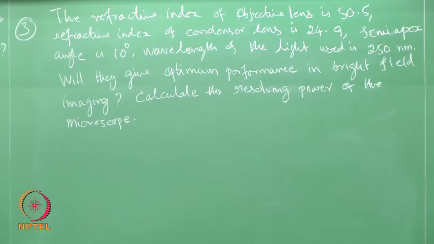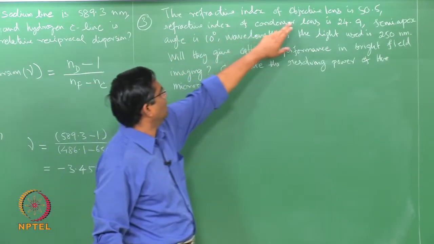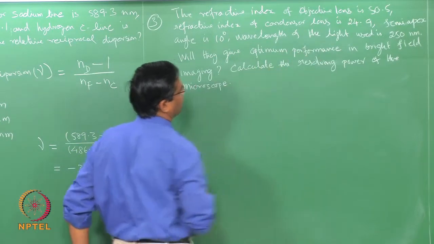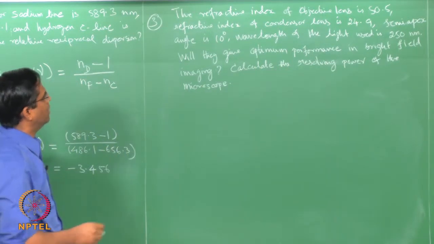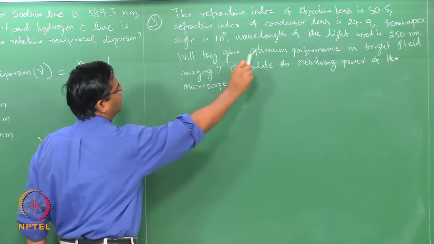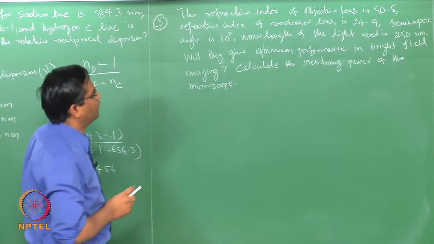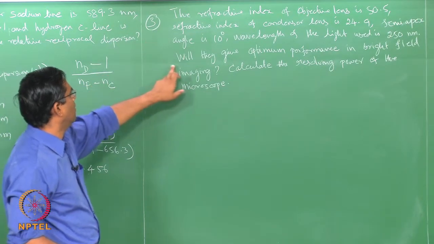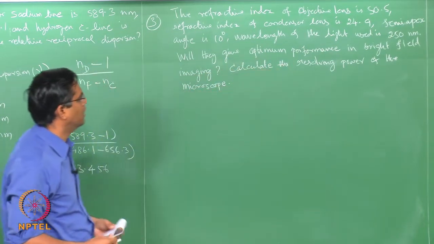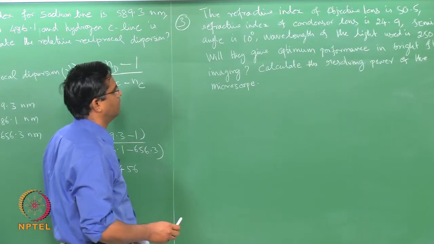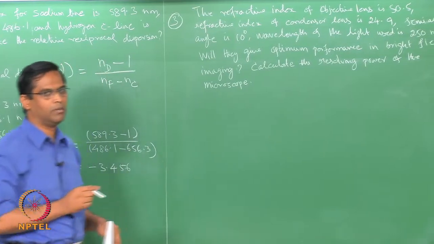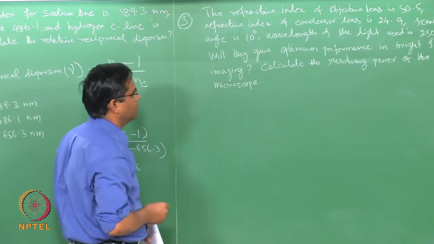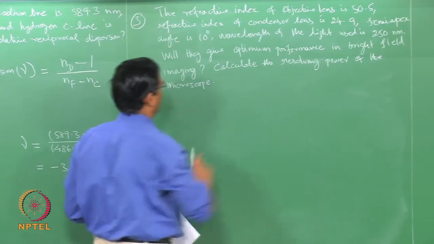So the problem is the refractive index of the objective lens is 50.5 and the refractive index of condenser lens is 24.9 and semi apex angle is 10 degree, wavelength of the light is 250 nanometers. If all these parameters belonging to a microscope give optimum performance in the bright field imaging, will they give optimum performance in the bright field imaging? Also calculate the resolving power of the microscope.